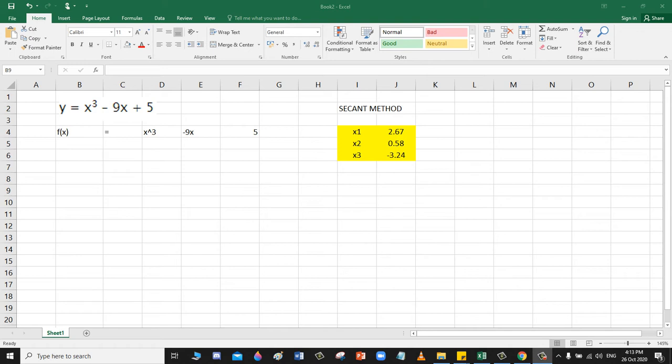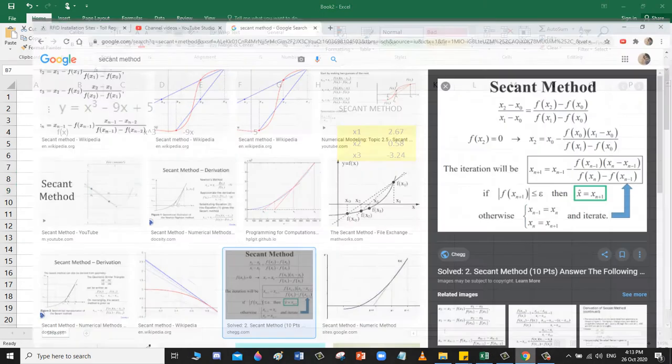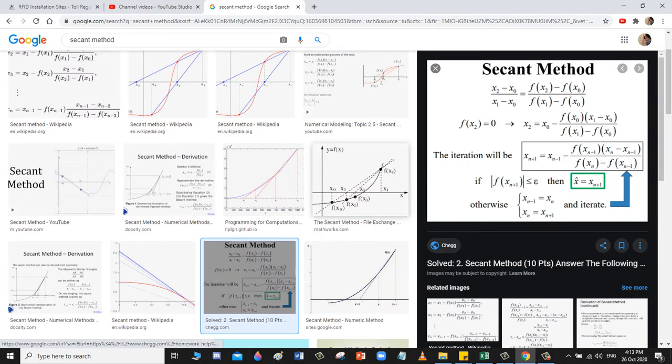Okay. So we have already solved this problem, right? And we have identified that these are the roots. X1 about 2.67, X2 about 0.58, and X3 is negative 3.24, being a cubic equation. Now essentially, how we will approach using the secant method. So this is our formula.